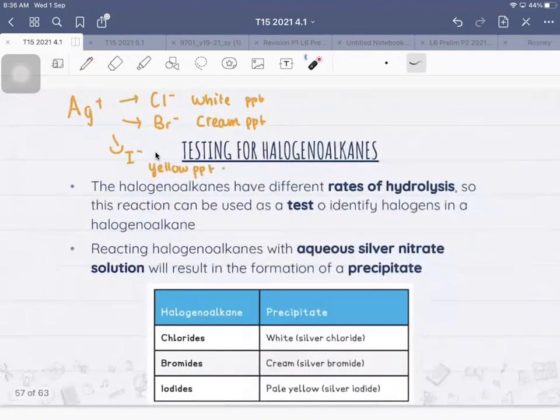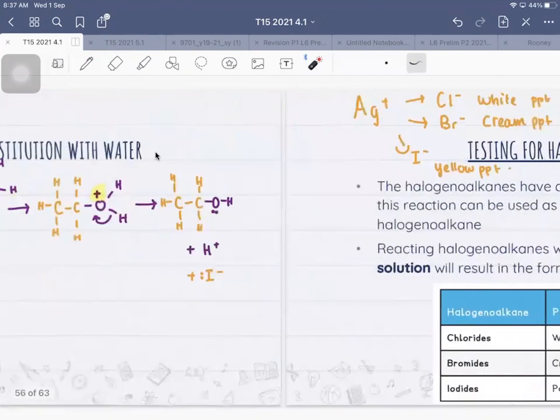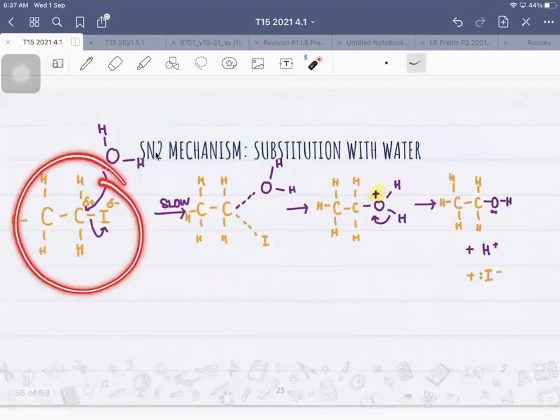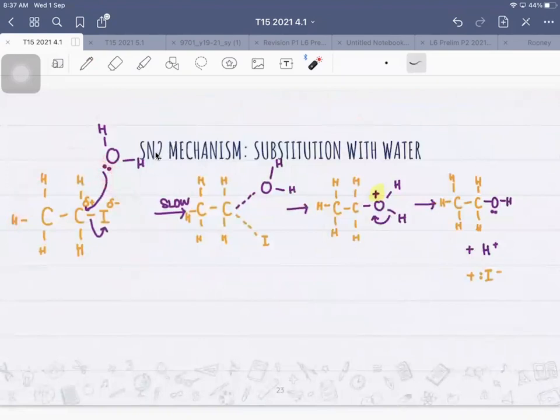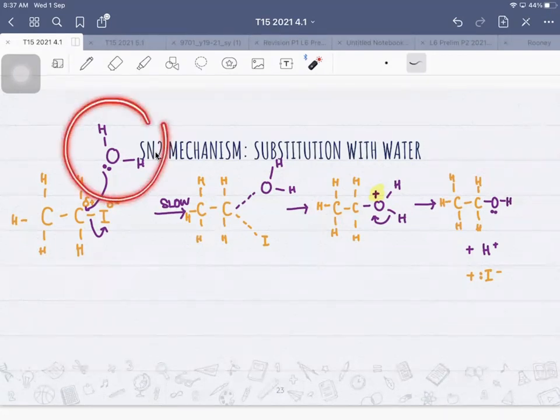Right, so that has an important implication, because when we see precipitate, it's something that we can observe. So if it's something that we can observe or see, we can use this as a test. Say if I didn't know what my halogenoalkane was, I didn't know if it contains iodine, bromine, or chlorine, what I can do is add silver nitrate, first the aqueous, with the water molecule in the aqueous of my silver nitrate, will attack my halogenoalkane.